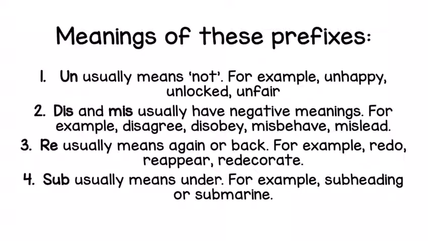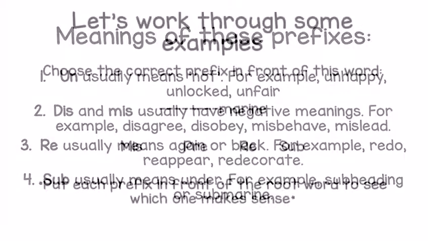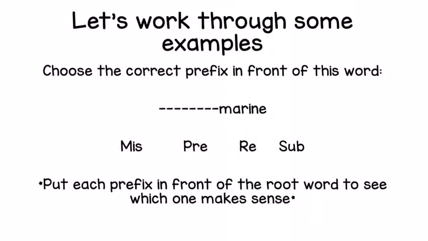Dis or mis usually have negative meanings. So for example, disagree, disobey, misbehave or mislead. Re usually means again or back. For example, redo, reappear or redecorate. While sub usually means under, so for example subheading, the heading that comes under the actual heading, or submarine, which means under the sea. So let's work through some examples.